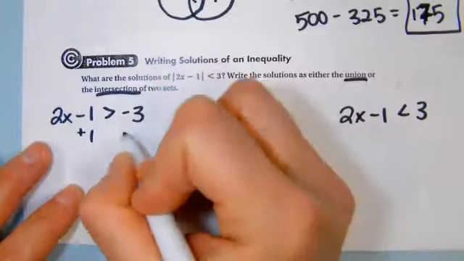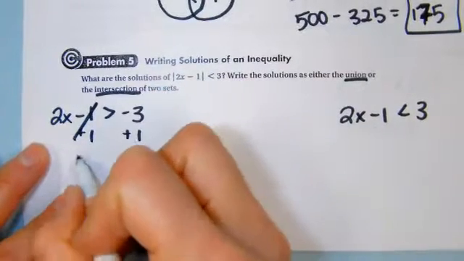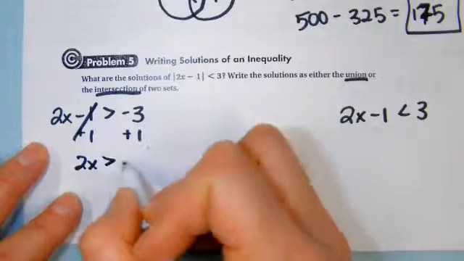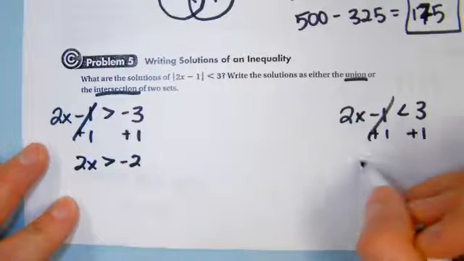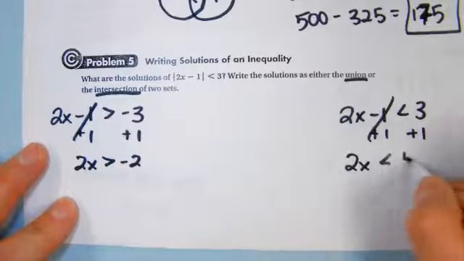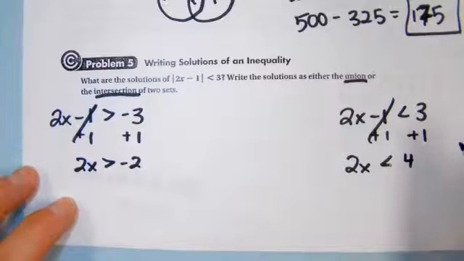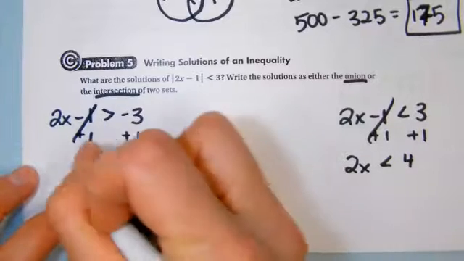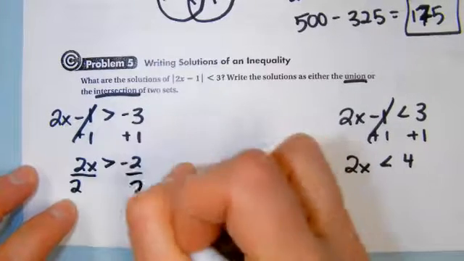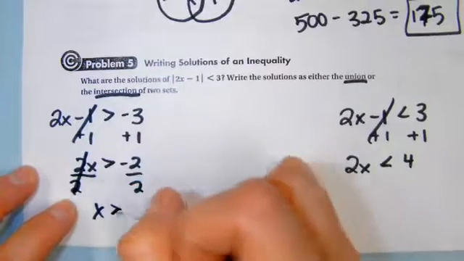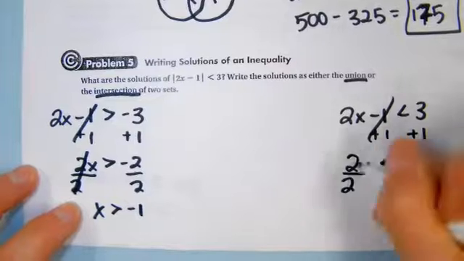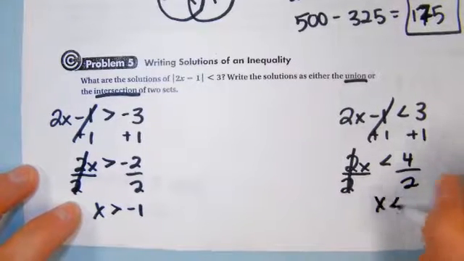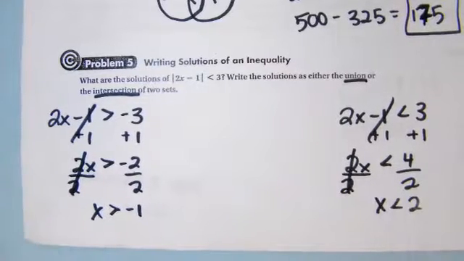Add 1 to both sides. So now on this side, I have 2x is greater than negative 2. If I add 1 on both sides here, I have 2x is less than 4. And then the second step for us is to divide. Good. Divide by 2. x is greater than negative 1. And then if I divide by 2 here, I get x is less than 2, right?